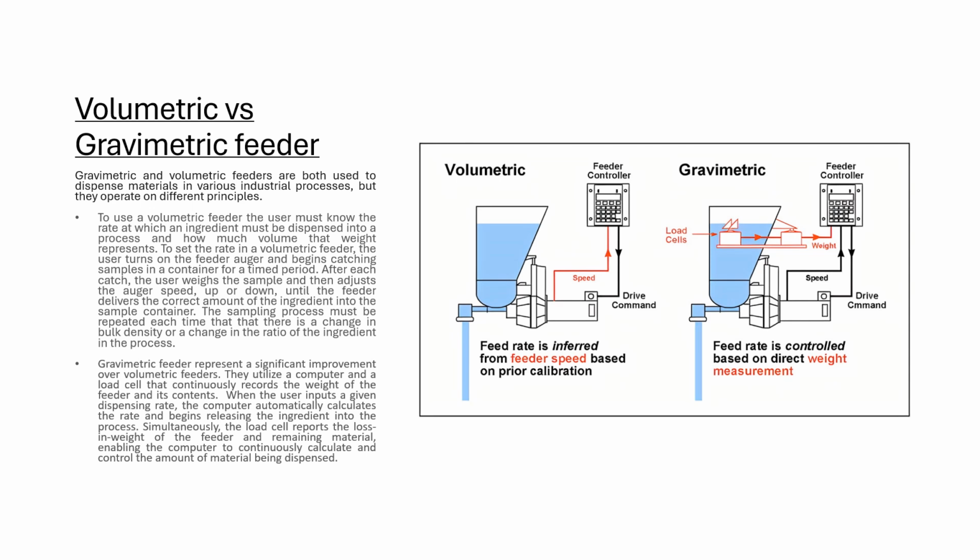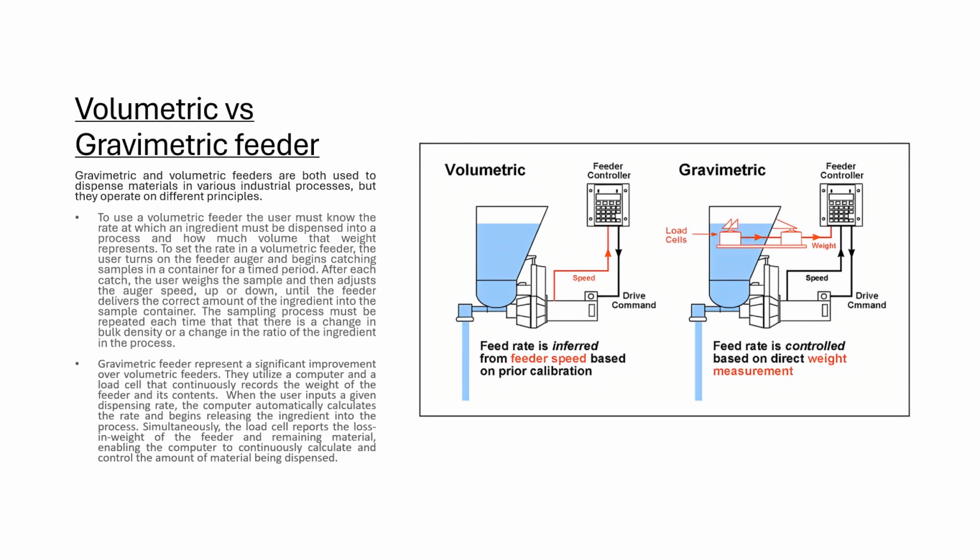Now, a gravimetric feeder represents a significant improvement over volumetric feeders. They utilize a computer and a load cell that continuously records the weight of the feeder and its content. Here you can see the load cells and the weight which is being measured.